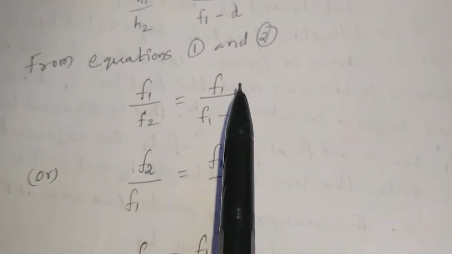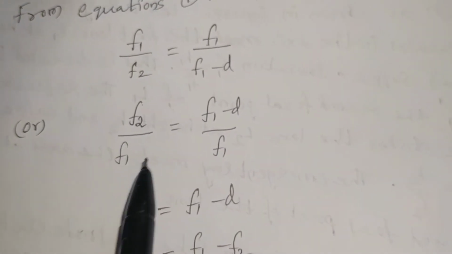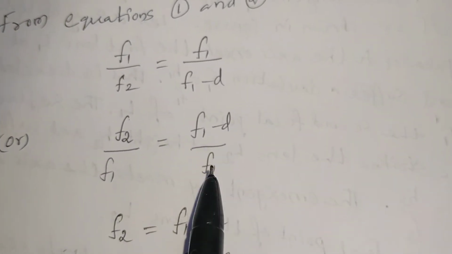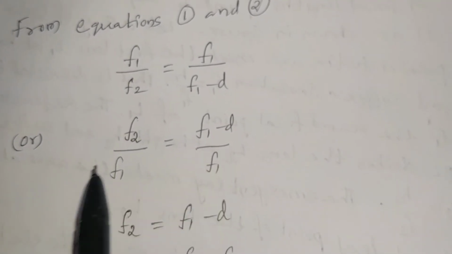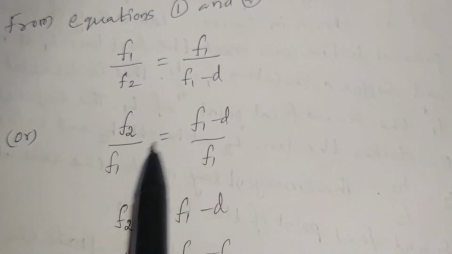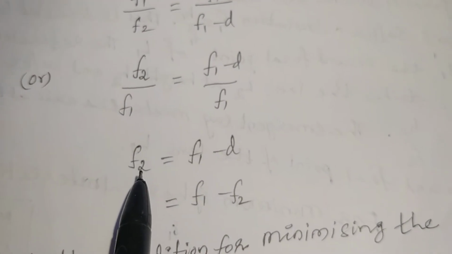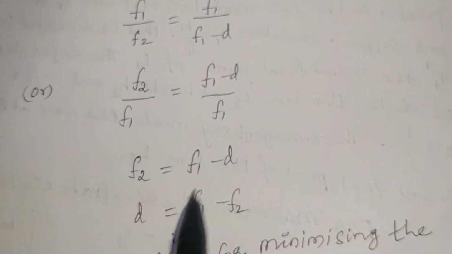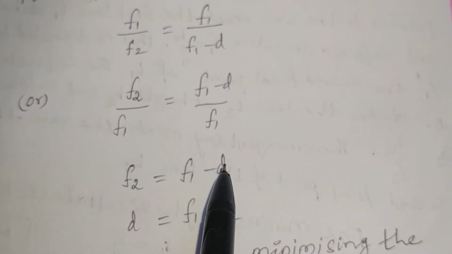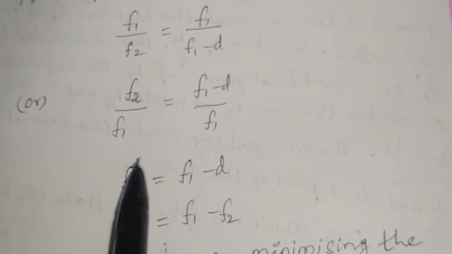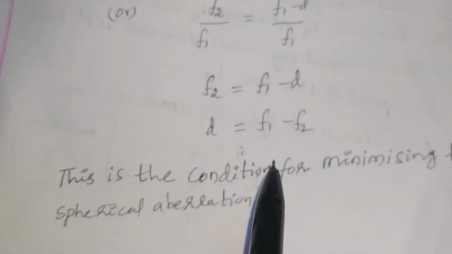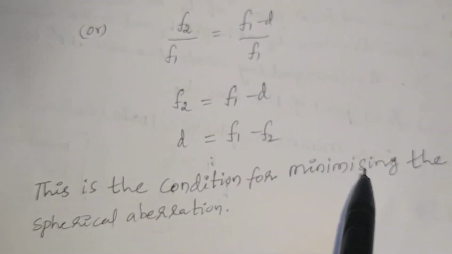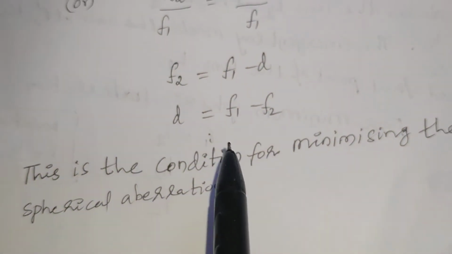Now taking the reciprocal, f2 by f1 is equal to f1 minus d by f1. The denominators on both sides cancel. Therefore f2 is equal to f1 minus d. Taking d to one side and f2 to the other, d is equal to f1 minus f2. This is the condition for minimizing the spherical aberration.